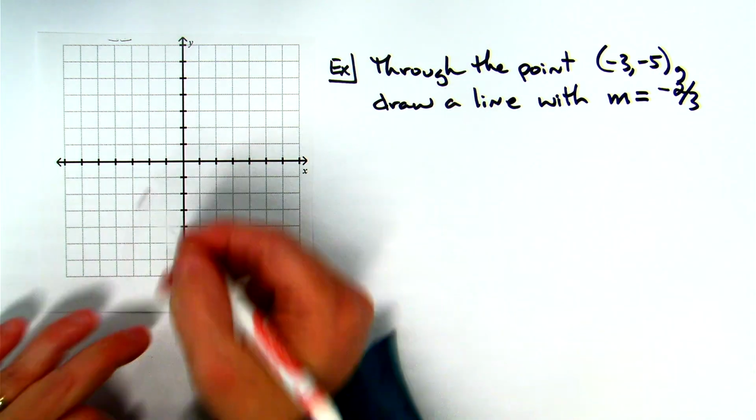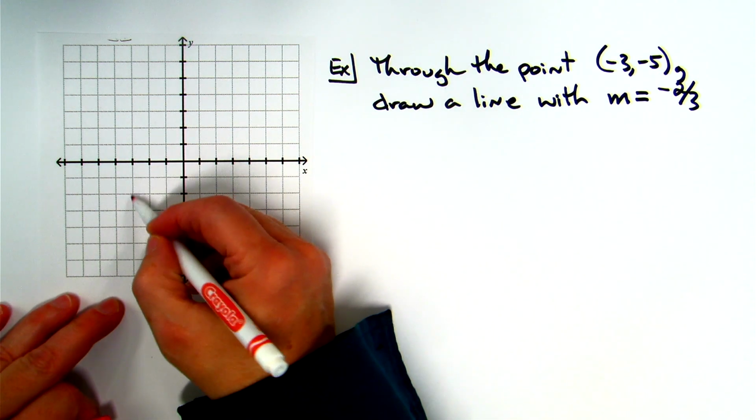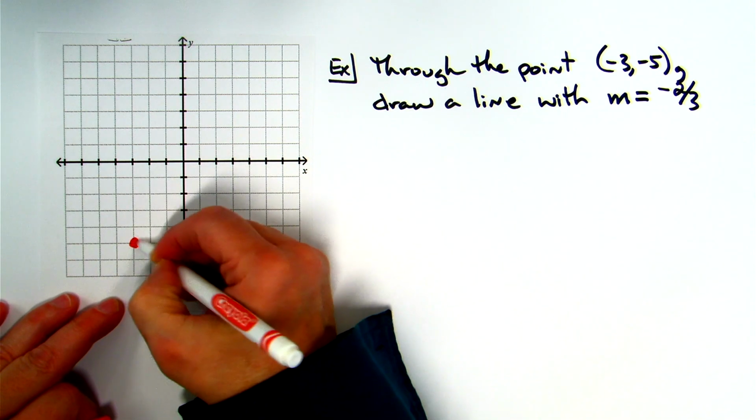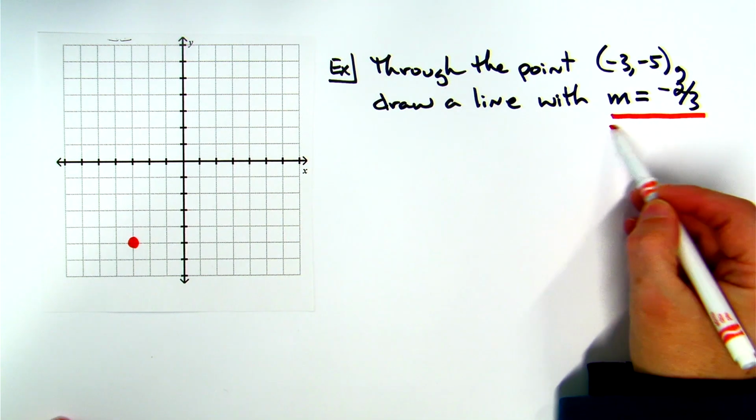So I'm going to go -3, 1, 2, 3, and then I'm going to go -5, 1, 2, 3, 4, 5. I'm going to plot that point. Okay, so that's probably the first thing you got to do, plot that point. Now draw a line, so I know I have to have a second point on there somewhere. All right, they've given me m equals -2/3.